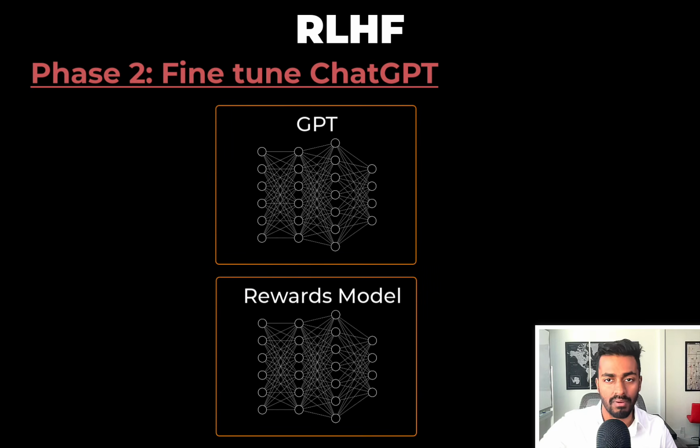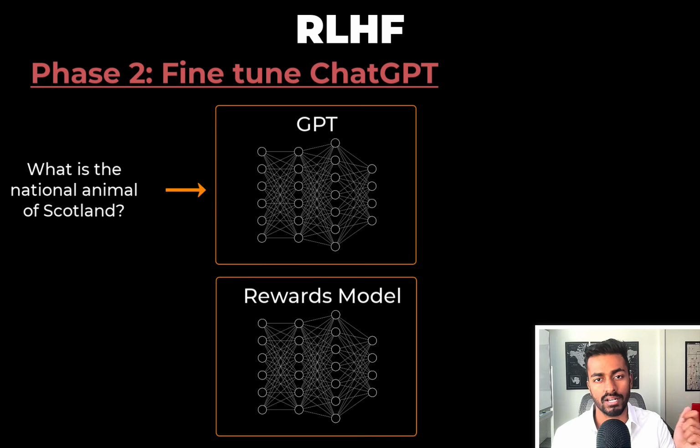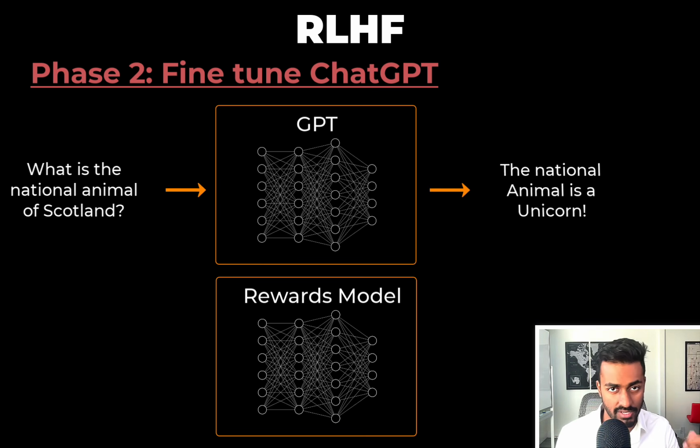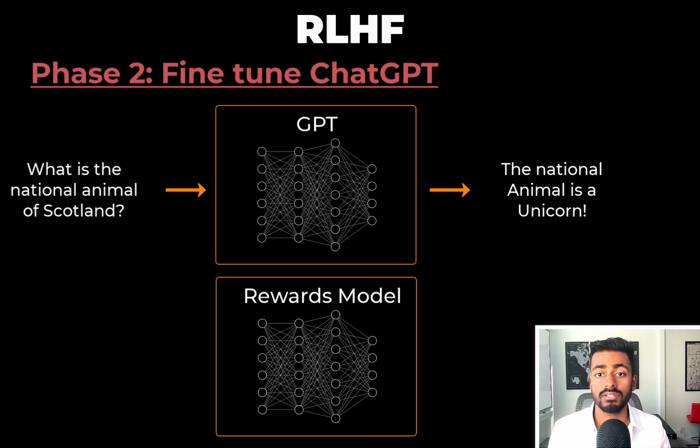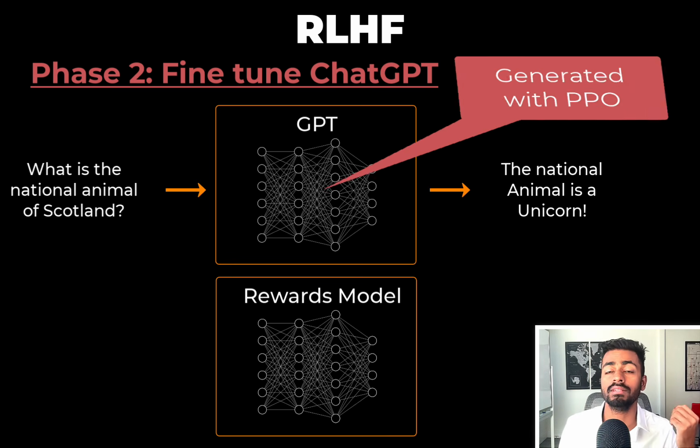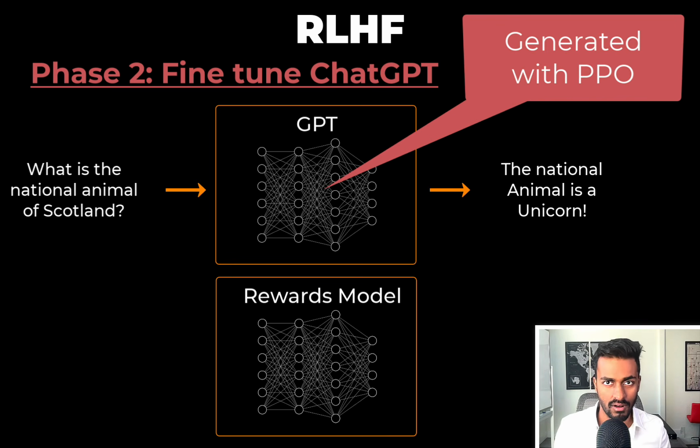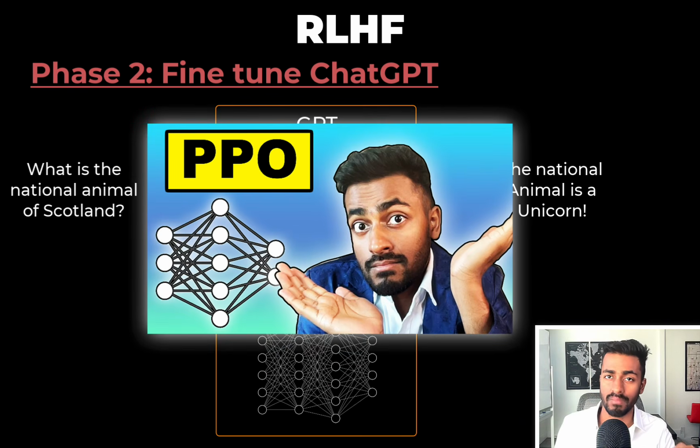Now on to the second part, where we use this rewards model along with proximal policy optimization in order to fine-tune ChatGPT. So ChatGPT is given a question, it generates a response. Now this response is generated using the reinforcement learning algorithm called Proximal Policy Optimization. Now for more information on how PPO works, I recommend you check this video out. It's a good one, you won't regret it.